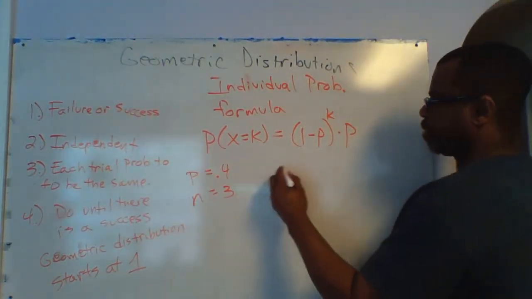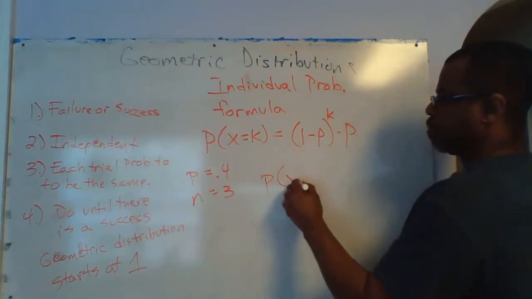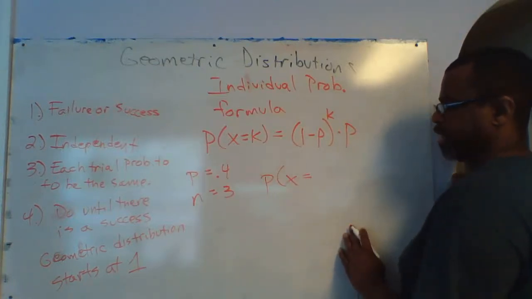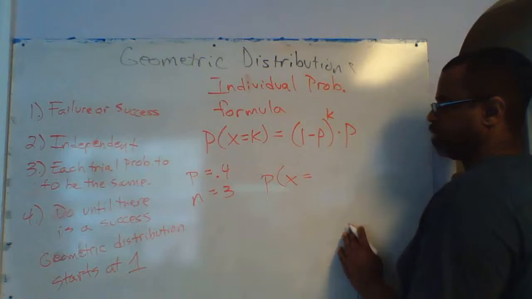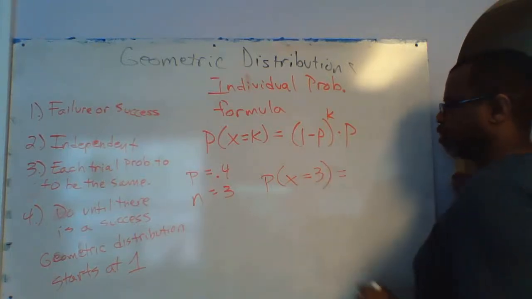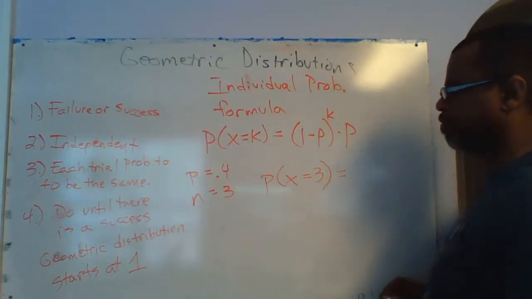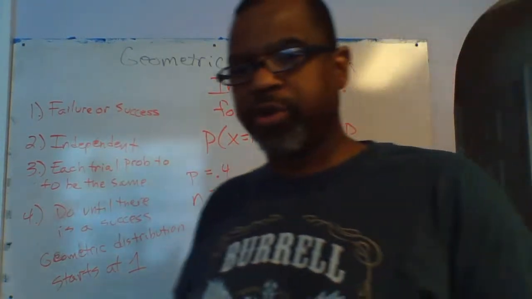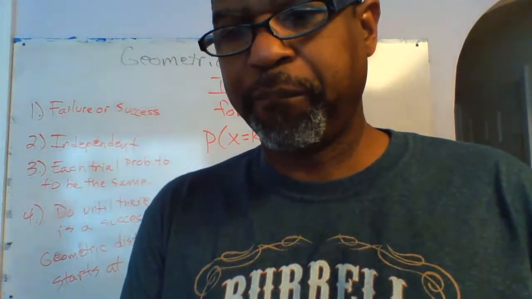Okay, so what you want to do, if you think about it, we're trying to find a probability you have it take you exactly 3 times to have a success. All right, so how many failures do you have before that third success? That's the question.